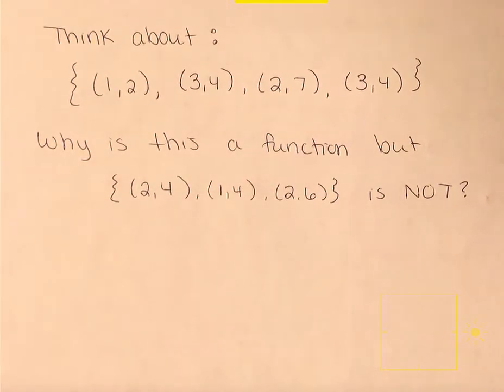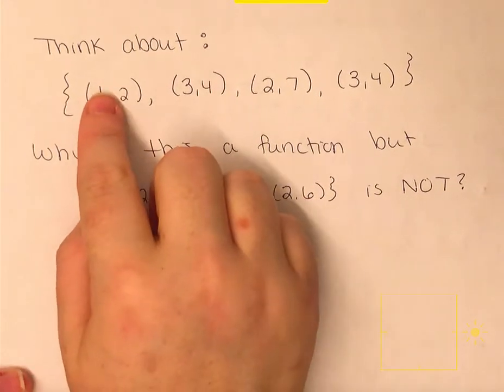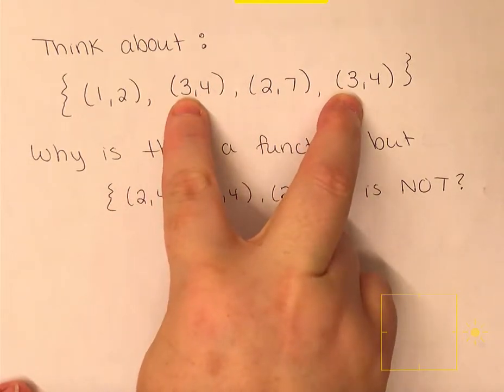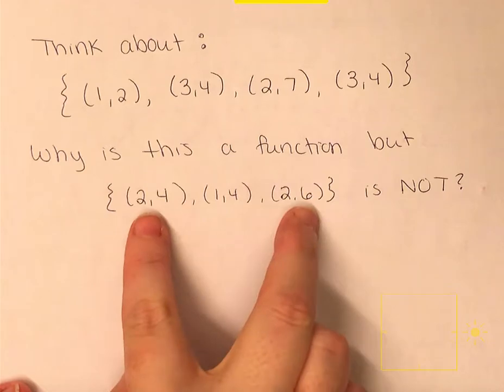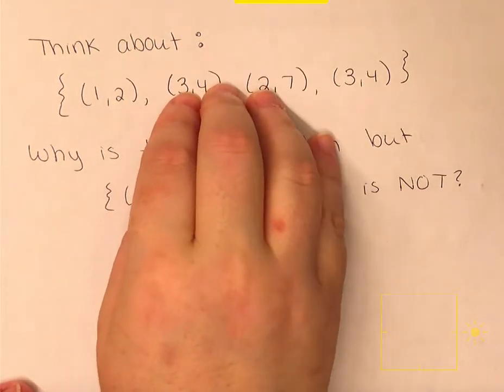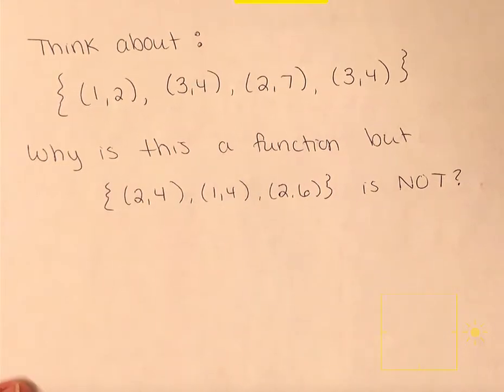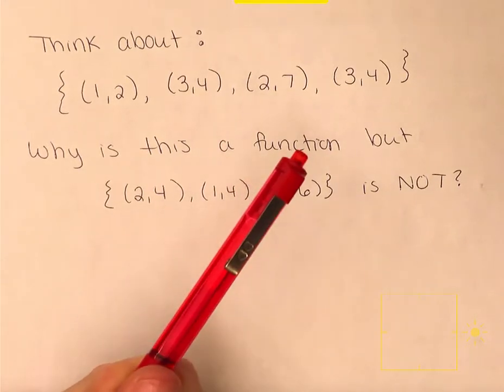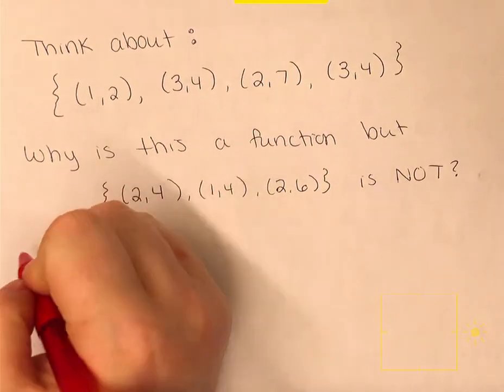If we look at our values, this first one has a repeating x value of 3, and this set has a repeating x value of 2. So why is it that this first one is a function, but the second one is not? If we remember, to determine if it's a function, no repeating x values, unless the y values also repeat.